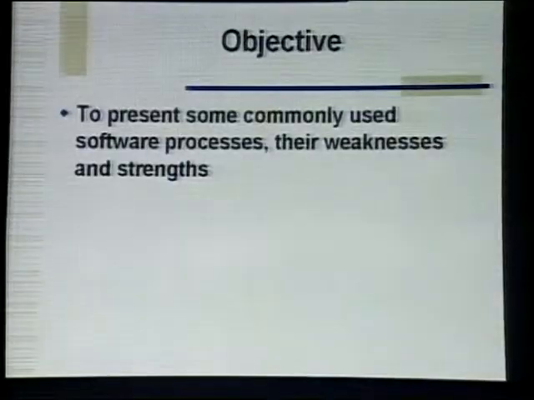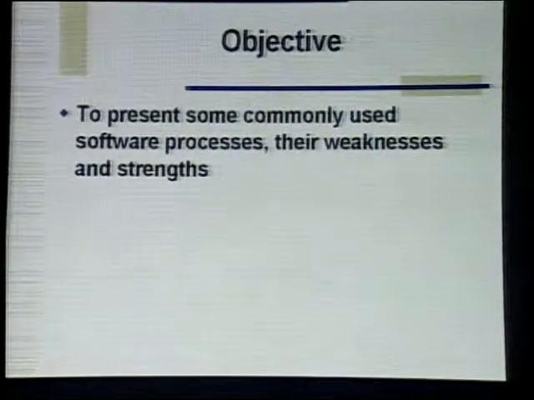In the previous program, we discussed what is a process and why do we need it. We also discussed that different process models have been proposed and they have different weaknesses and different strengths. One such model we discussed was the Waterfall Model. In today's program, we are going to continue with some more commonly used software processes, and we'll discuss their weaknesses and strengths.